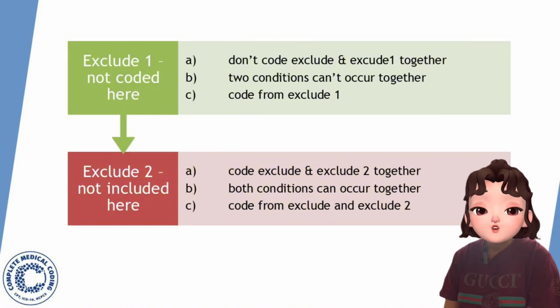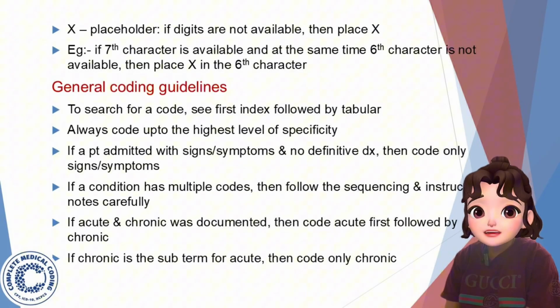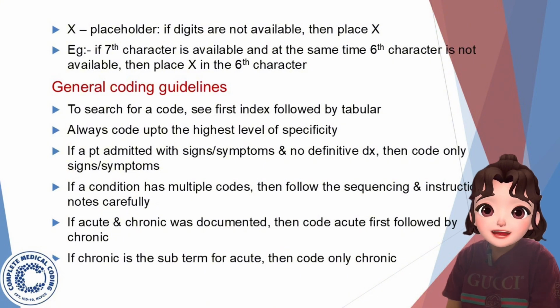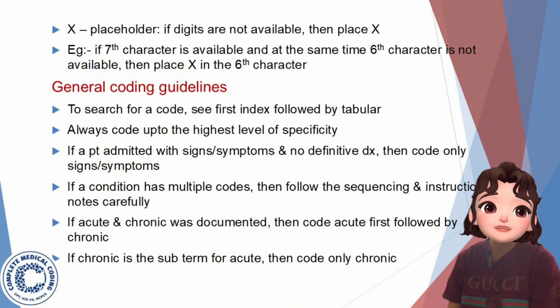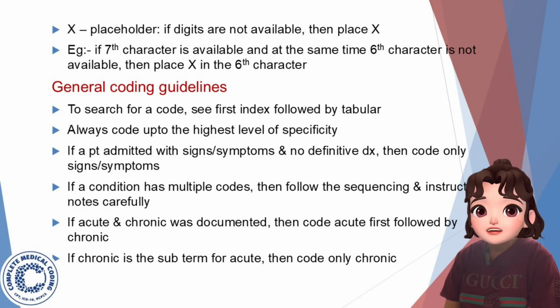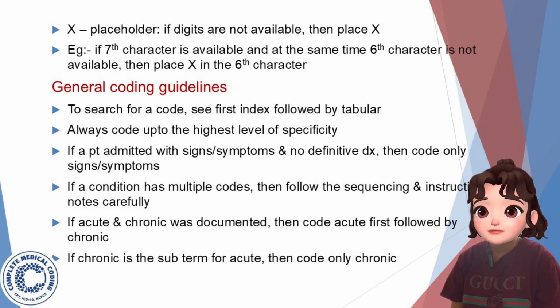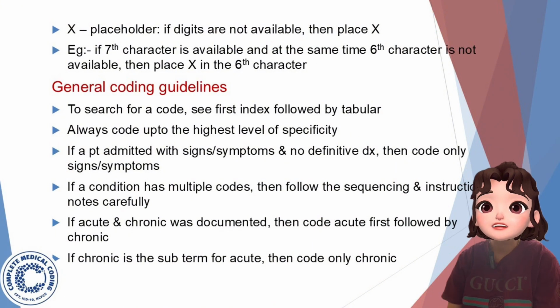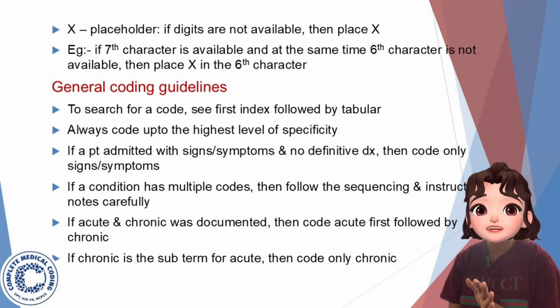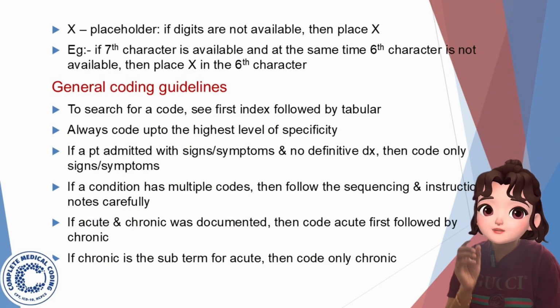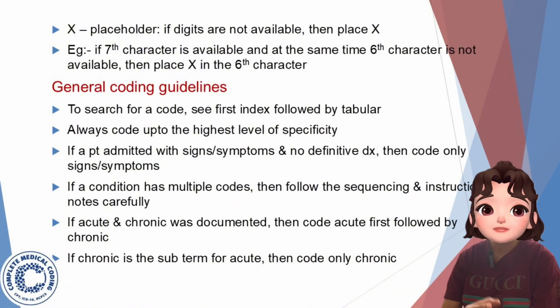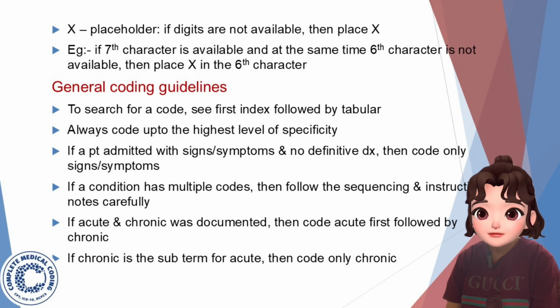Okay. Now, what does X represent? X represents a placeholder. If digits are not available, then we will put X. For example, if the 7th character is available and at the same time the 6th character is not available, you have to place X in the 6th character, which is called a placeholder. So you place X in the 6th character to mark it as a complete diagnosis.